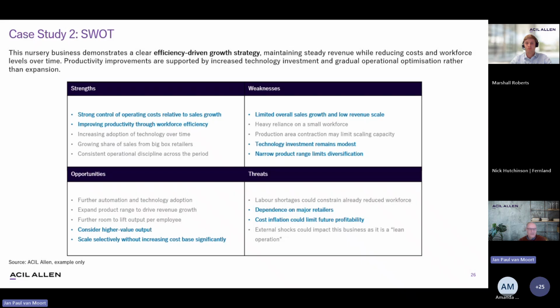The threat is that a third of their revenue is exposed to major retailers, so they're caught in the price competitiveness in that segment of the market. And obviously cost inflation, like with many businesses, is something that could erode into profit margins. So the opportunities are to identify some categories where there's higher value and shift into that, or to look at things where they can scale using their workforce or their modest investment in technologies to see how they can scale up without changing their cost base significantly in the process.